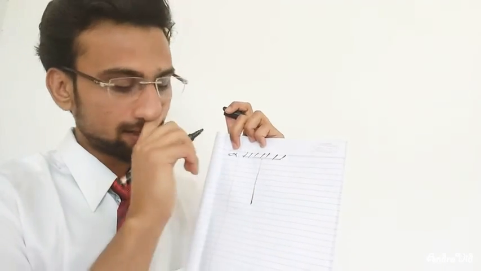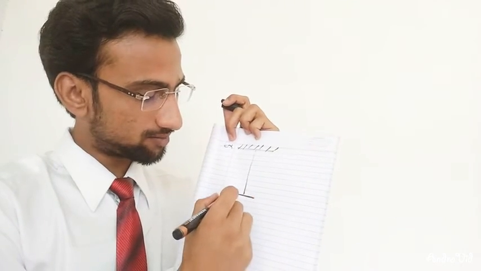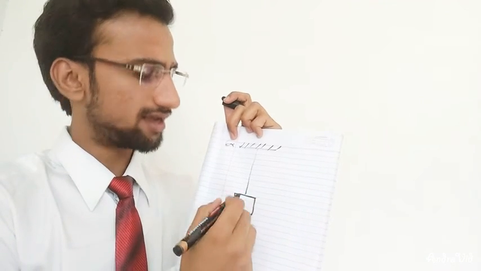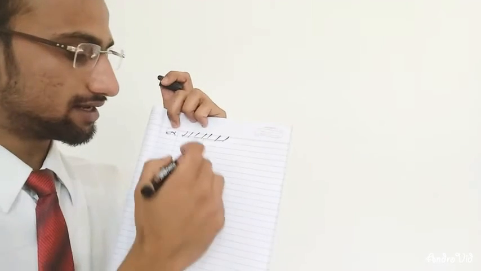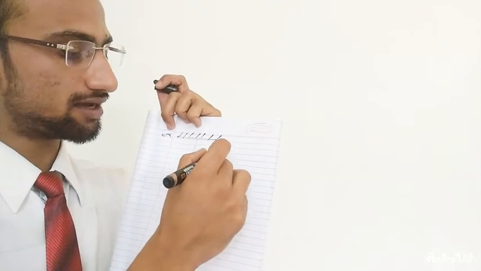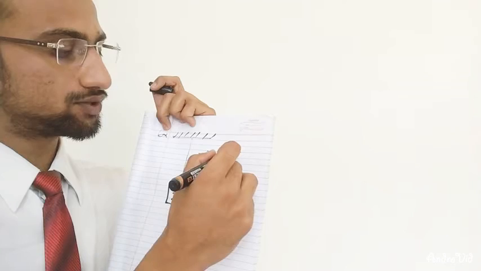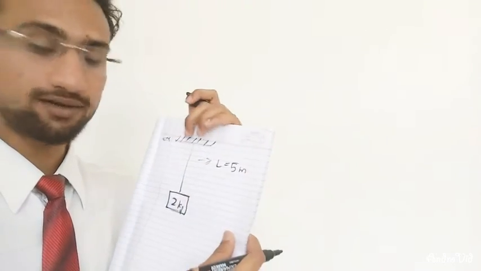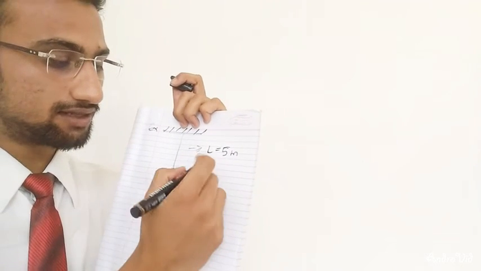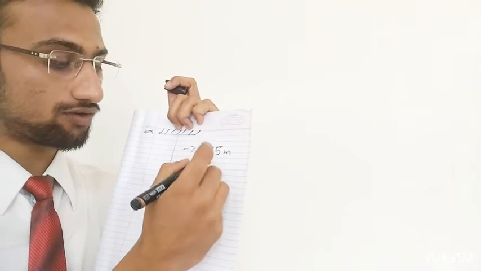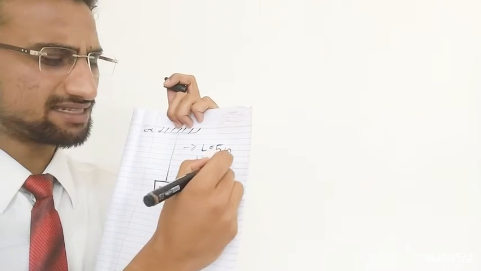Suppose there is a string being tied from the roof. This is the roof, and a string is tied from the roof, and on the bottom there is a block. Let's assume its mass to be 2 kg. The length of the string is 5 meters, and when this block is hung from it, the body gets an elongation of 10 centimeters.